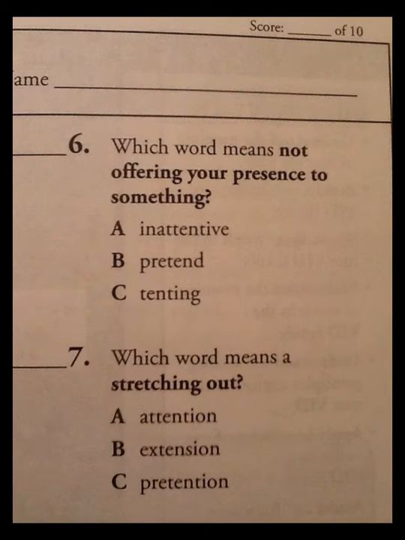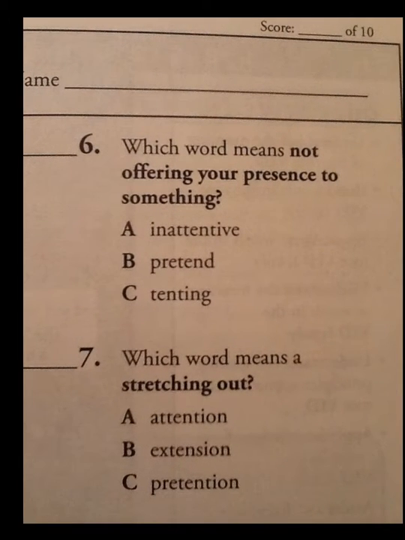So which word means not offering your presence to something? A, inattentive, B, pretend, C, tenting. So I know one of my big clues is the word not here. So if you have the word not, you have to have a prefix that's like un, or in this case, in, right? So A, inattentive, you're not attending to something, you're not offering your presence there.